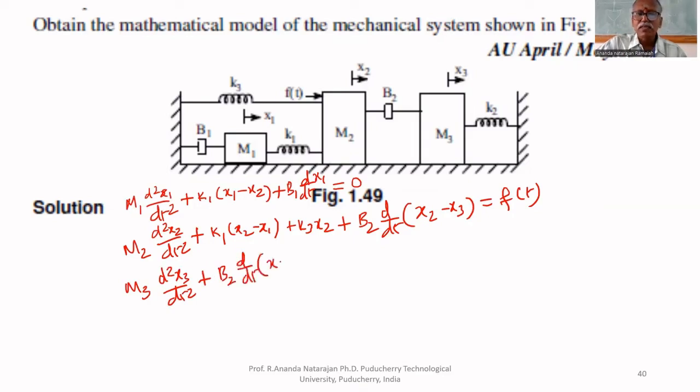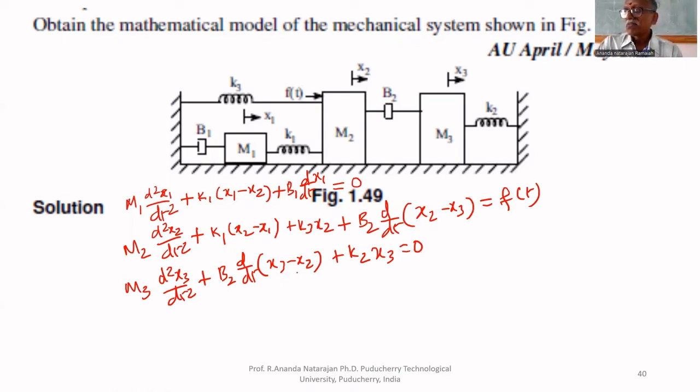Third mass, m3 d square x3 by dt square plus, we can write b2 d upon dt of (x3 minus x2) plus k2 multiplied, one end is fixed, therefore k2 x3 equal to 0. No applied force. That's all. 3 equations we got.